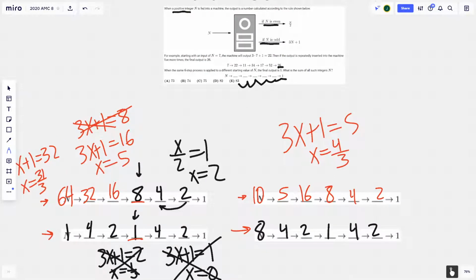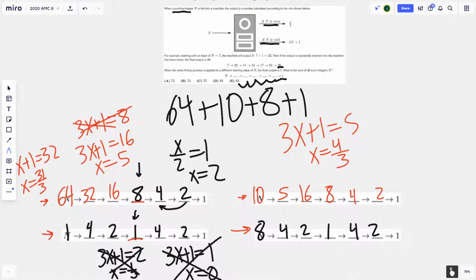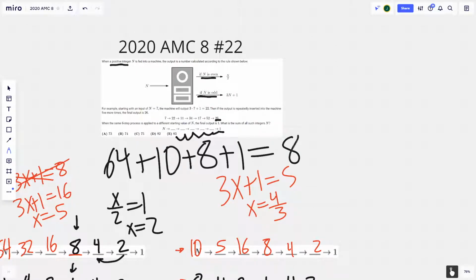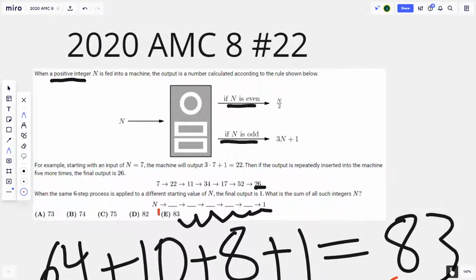There are only 4, and the values of n are the starting values, which are going to be 64, 10, 8, and 1. So for our answer, we simply have to add all of these up. 64 plus 10 plus 8 plus 1 is going to be 74 plus 9, which is going to be 83. So our answer to this problem is E, 83.